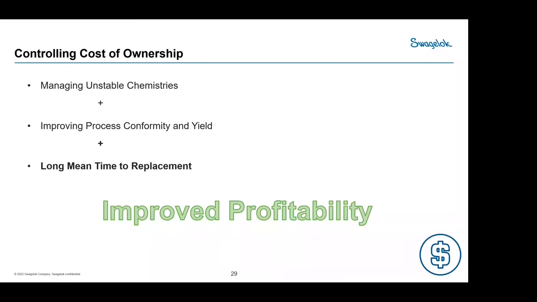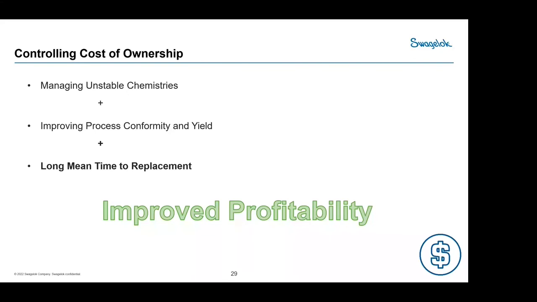And like I said, this is not only for us, it's not only for fabs or tool makers, this is everybody throughout the supply chain. These are the things that they are looking at. How we can improve the process conformity and yield. What can we do to manage the unstable chemistry? And all in all, long mean time to replacement.